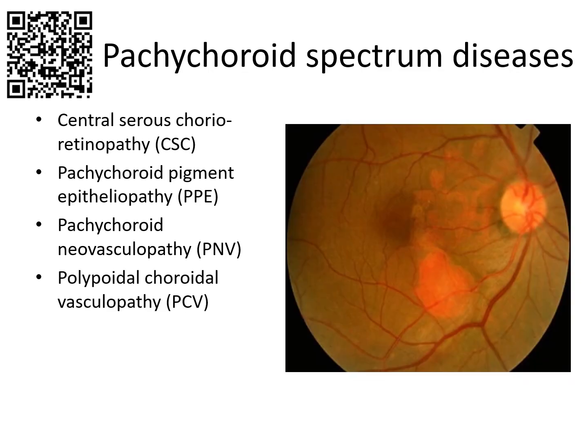Then we have Polypoidal choroidal vasculopathy, where we have exudative choroidal neovascularization. Color photography shows pigmentary changes in the retinal pigment epithelium plus presence of these retinal pigment epithelial detachments, which are basically type 1 neovascularization, CNVM.